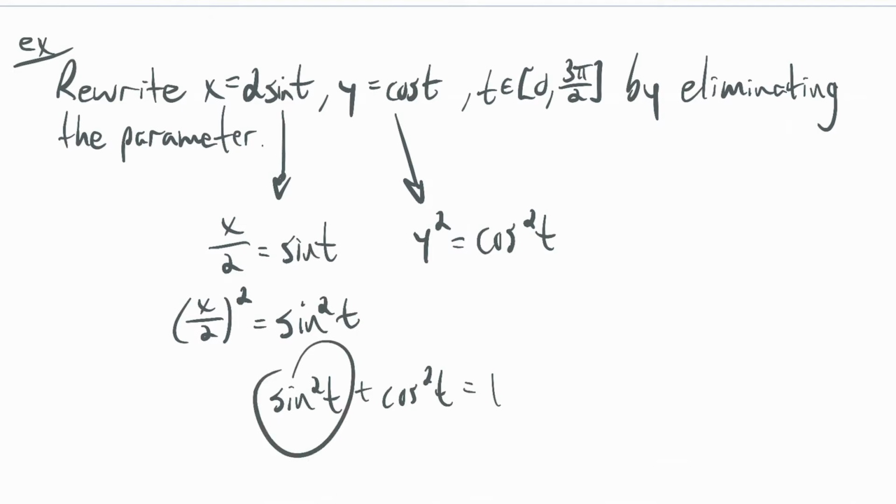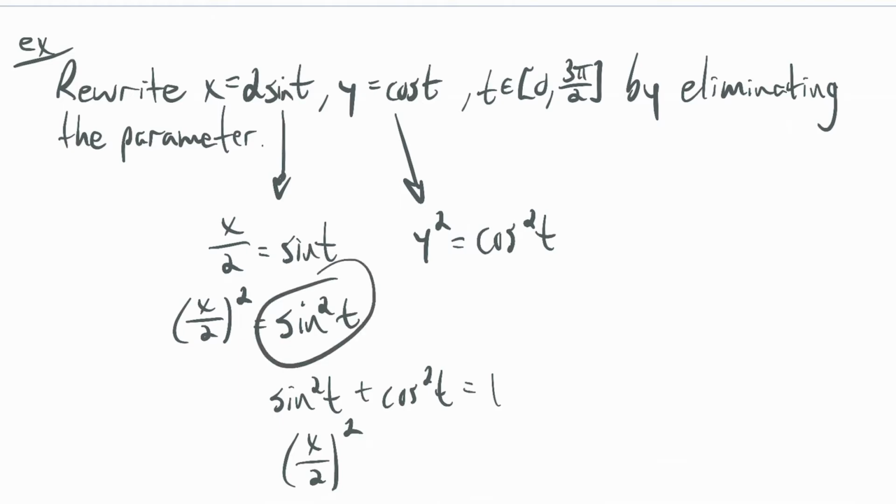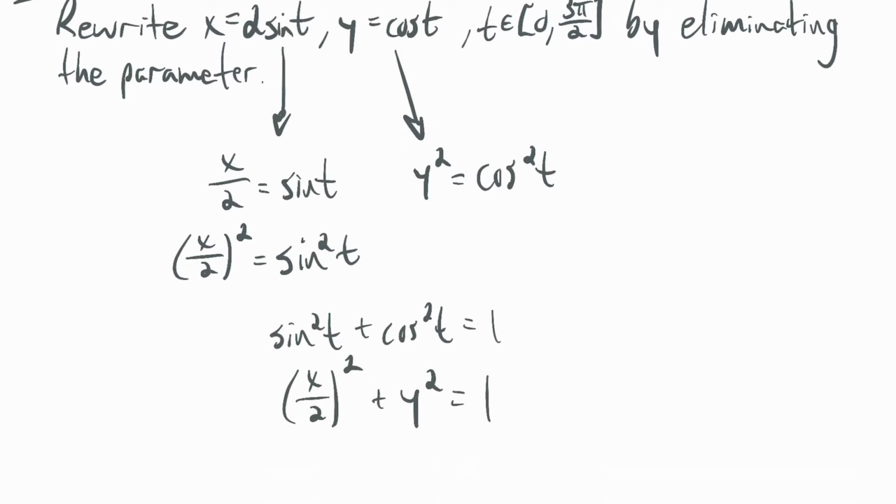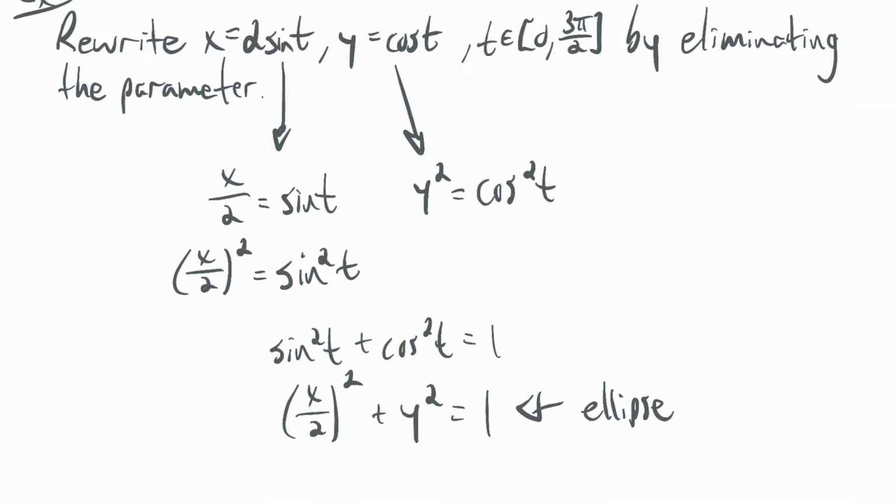And I can replace sine squared of t with x over 2 squared, which I guess I didn't need to do that way, but I think it helps. And replace cosine squared t with y squared. So this is the equation, rather, for an ellipse, with major axis 1 and then minor axis 1/2. That's like y over 1 squared, rather. So yeah, that's the rectangular form of the equation.